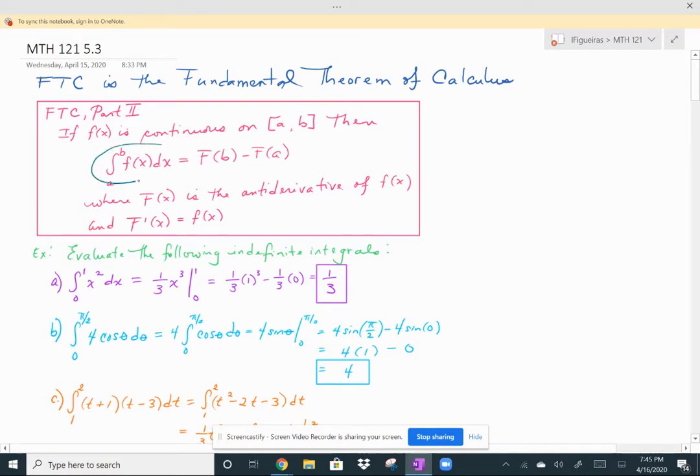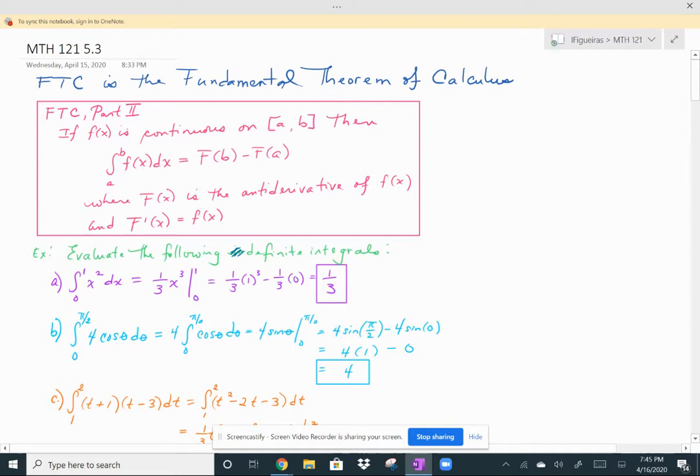Remember, we call this integral a definite integral. So definite integrals exist when you have limits, the a's and b's. And later on in the course, we'll talk about indefinite integrals where there are no limits. So let's evaluate the following definite integrals.